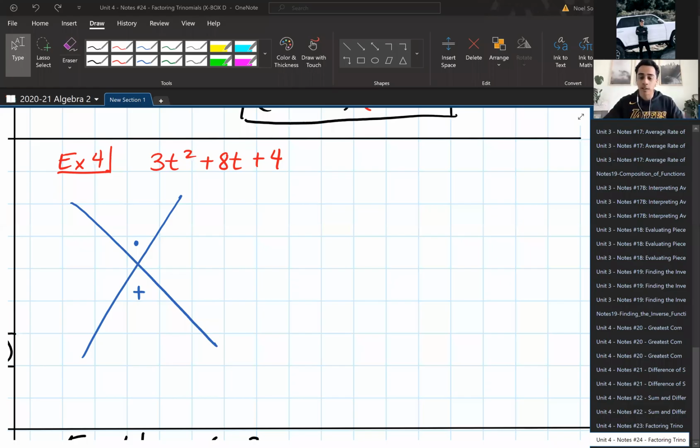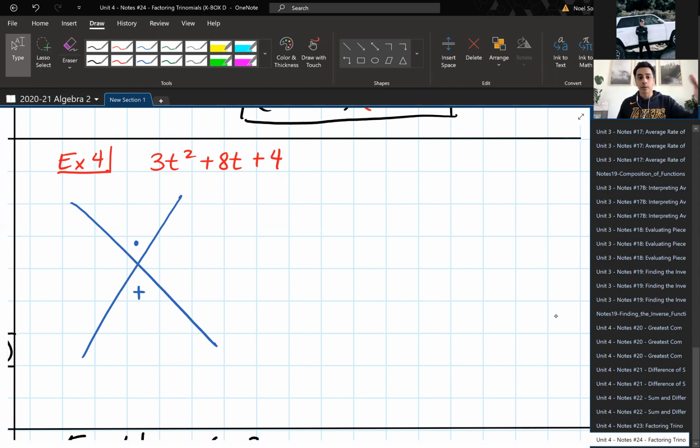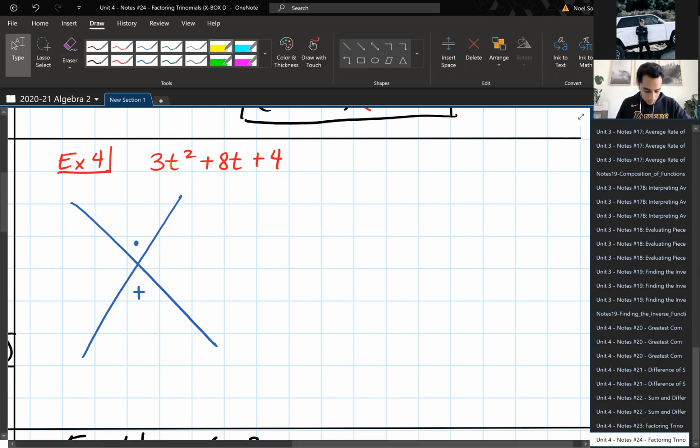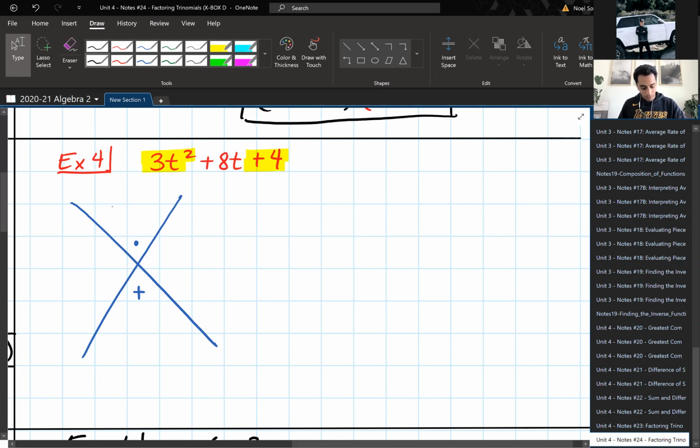So when we're doing the X box method, what are the two terms that we need to multiply together first? Yeah, we're going to multiply the 3t squared and the 4. So we begin by multiplying the first term of the polynomial and the final term of the polynomial. When we multiply those two together, we're going to get 12t squared.